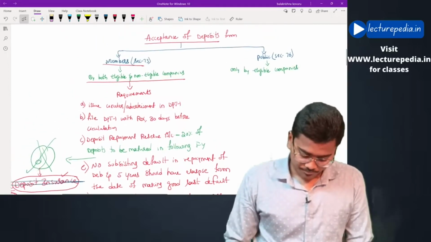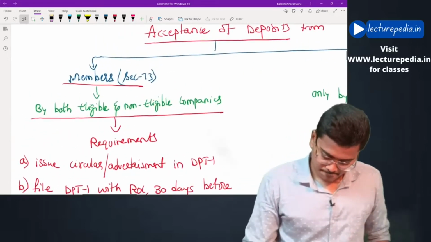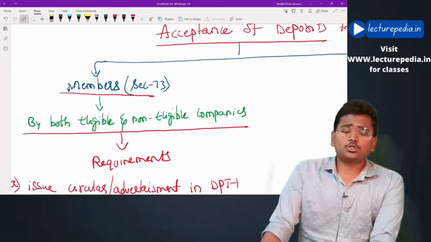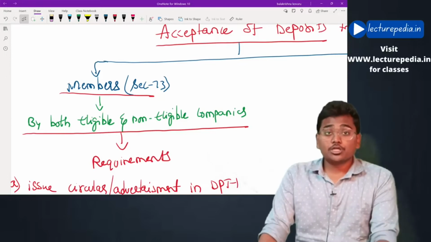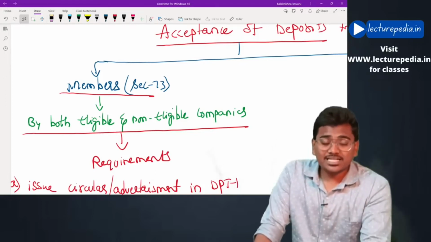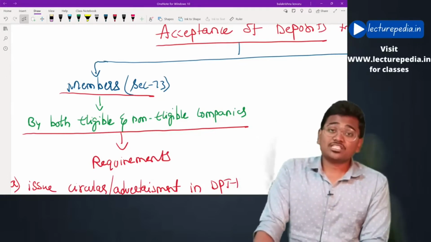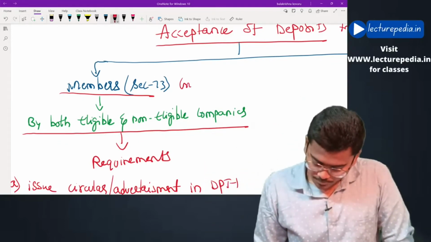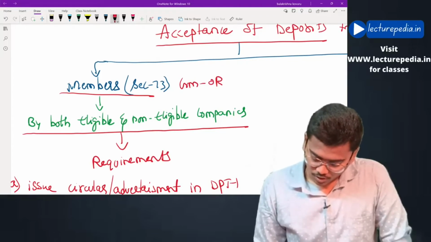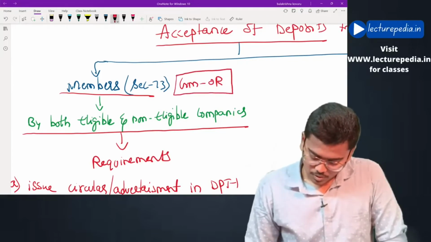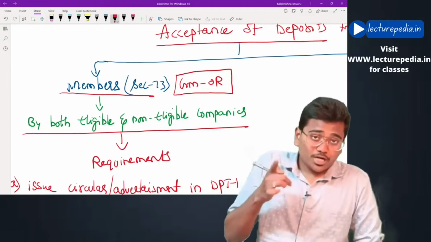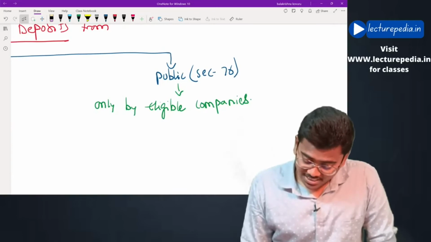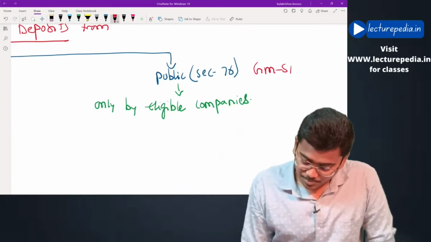And also there is another condition here. If you want to raise deposits from members, you should get a general meeting ordinary resolution. First of all, you should get approval of members through a general meeting ordinary resolution. Hope this is clear. In case you want to raise deposits from public, then you need a general meeting special resolution.